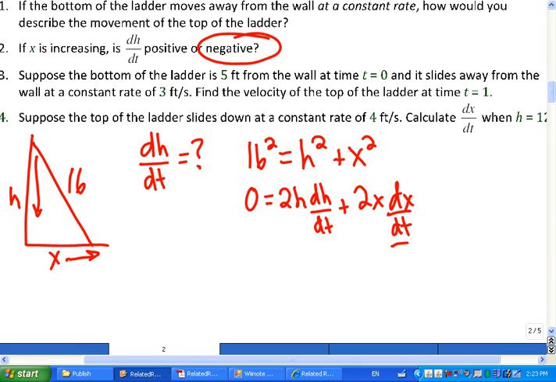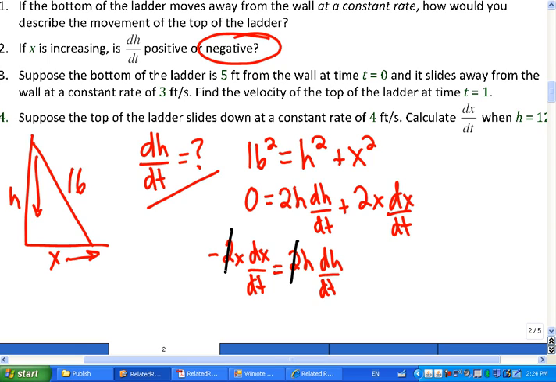Now, I'm going to do a little rearranging. This is what I was looking for here, dh/dt. So it will be negative 2x dx/dt equals 2h dh/dt. And that means these 2's will cancel out, and I'll end up with dh/dt is equal to negative x over h dx/dt.